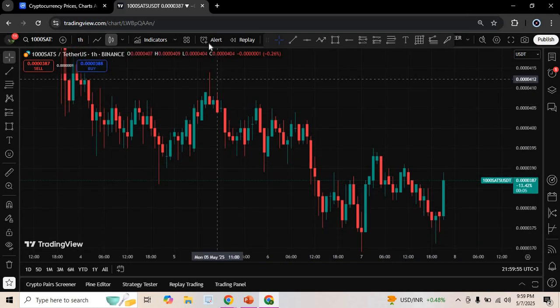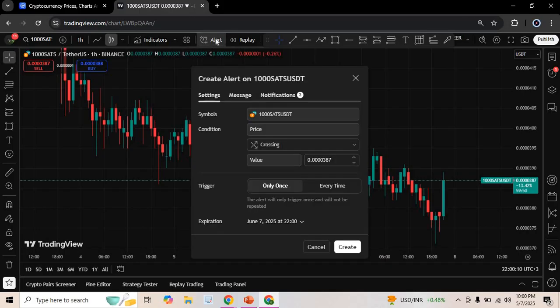The next part is the alert. An alert is basically a tool that you set up to alert you on a price that you are interested in. How does it work? So come to this part, click on it. Choose your pair. In this case, you are doing 1,000 sats pair to the USDT. So click on that, 1,000 sats USDT.